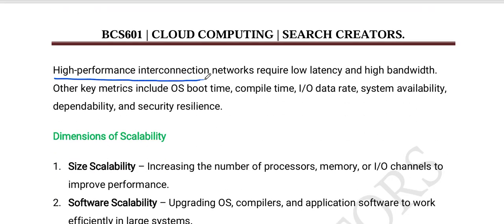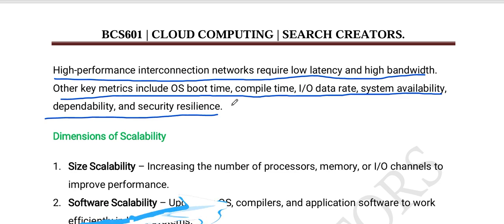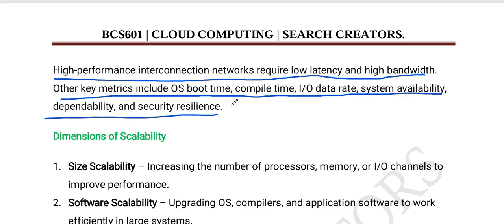High performance interconnection networks require low latency and high bandwidth. Other key metrics include OS boot time, compile time, input output data rate, system availability, dependability, and security resilience. Like other key metrics include operating system boot time, compiler time, input output data rate, system availability, dependability, and security resilience.